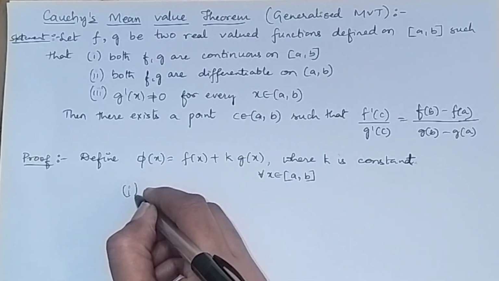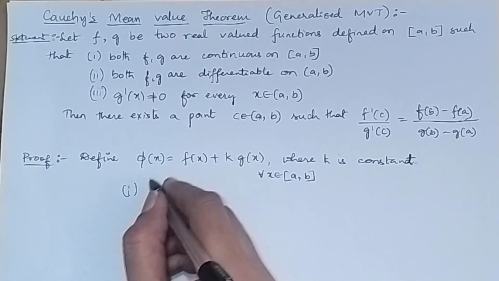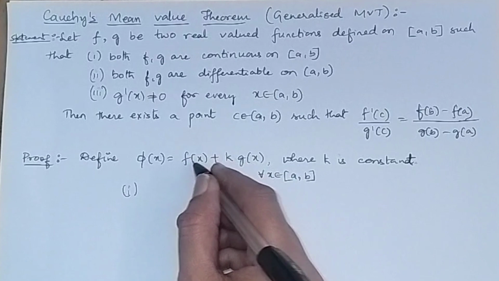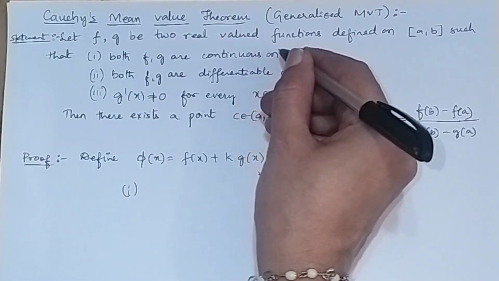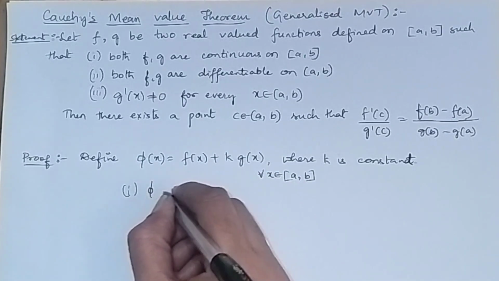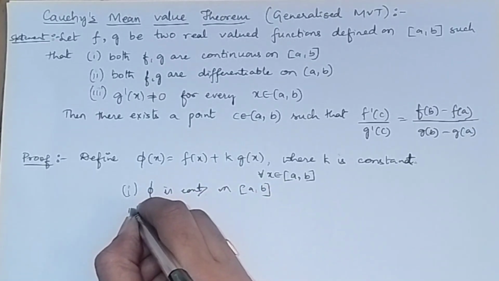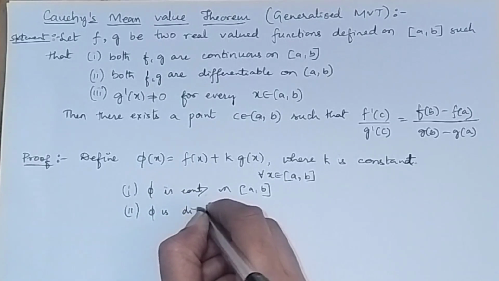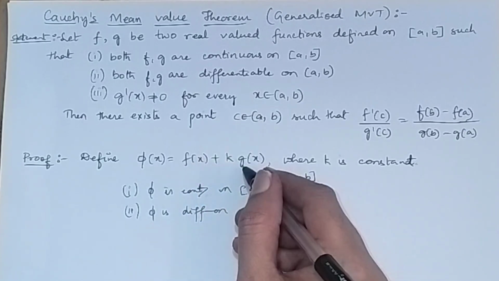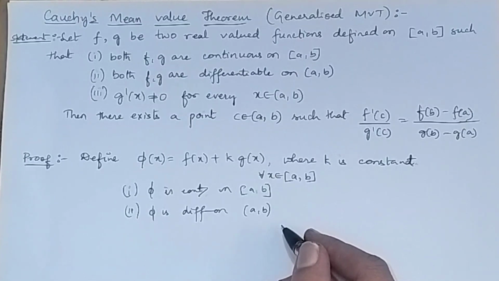The first condition of Rolle's theorem is phi should be continuous on closed interval [a, b]. Clearly phi is continuous because it is the sum of two continuous functions. f is continuous, g is continuous, already given in the statement. Therefore, phi is continuous on closed interval [a, b]. Similarly, phi is differentiable on open interval (a, b) because phi, being the sum of two differentiable functions, is also differentiable on open interval (a, b).